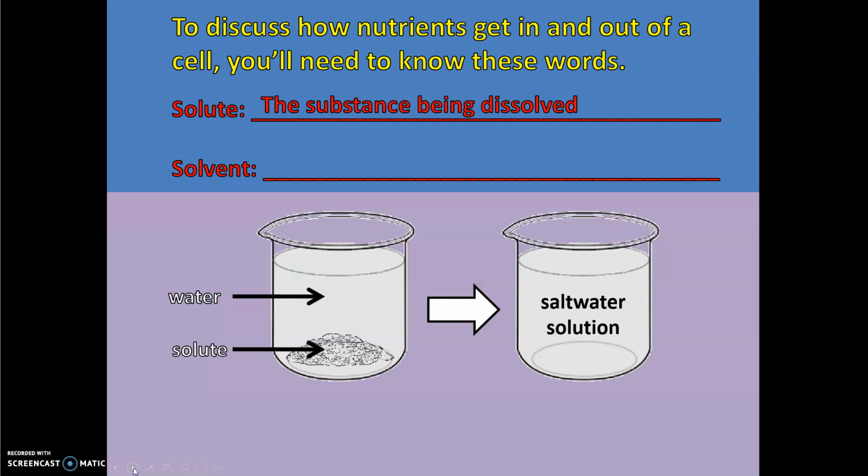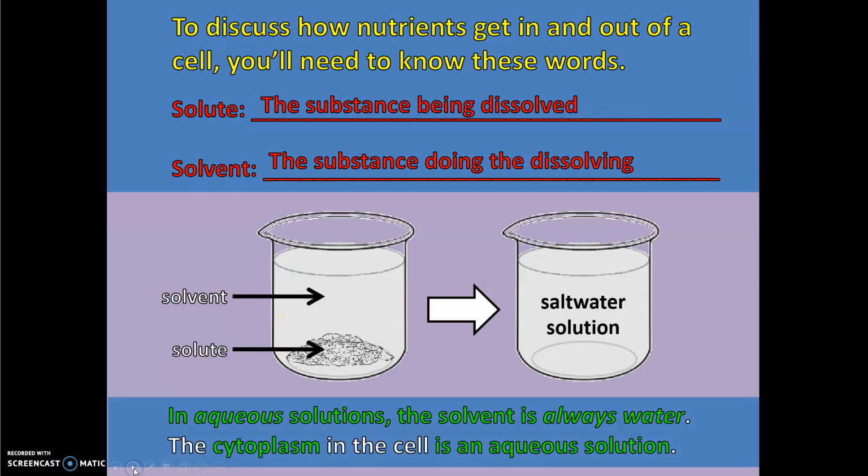Solute is a substance that would be dissolved. So here, if we have salt, it would be the salt. Solvent would be the substance that is dissolving. So in this case, it would be the water. In aqueous solutions, the solvent is always water. So here we have a saltwater solution. Our solvent is water, our solute is salt. And in cytoplasm in our cells, we have an aqueous solution.